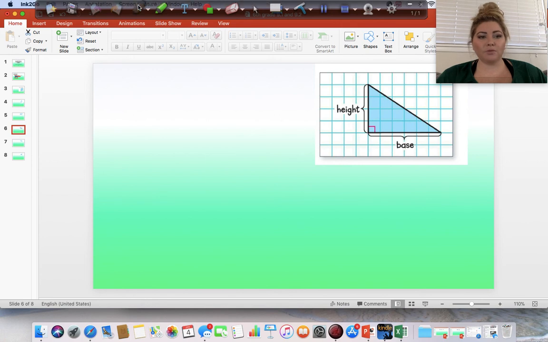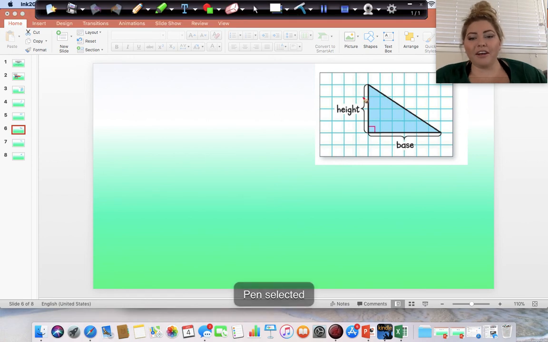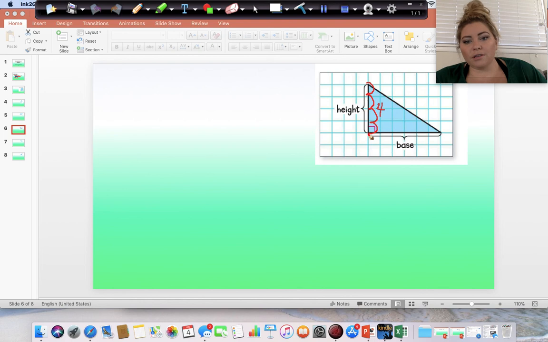I should have put more on this one, but we are still trying to find the area. This is our height. It's labeled height and base. Okay, so we need to find our height. Our height is 1, 2, 3, and 4. 4 units, and our base is 1, 2, 3, 4, 5, and 6.